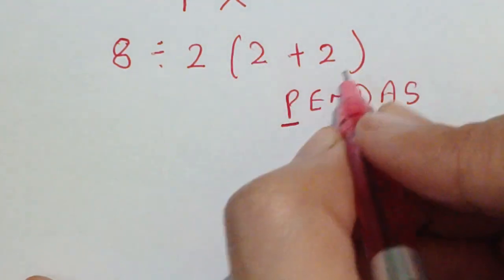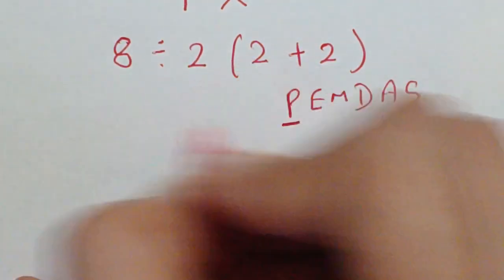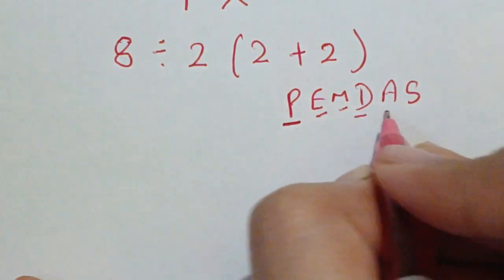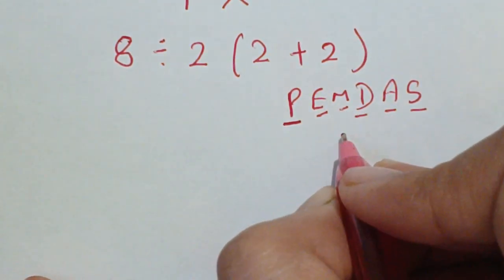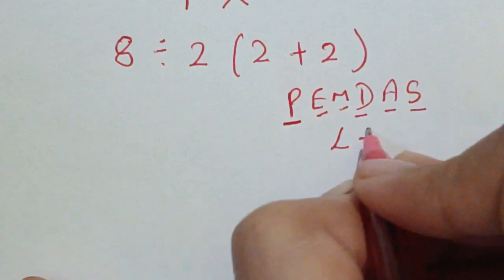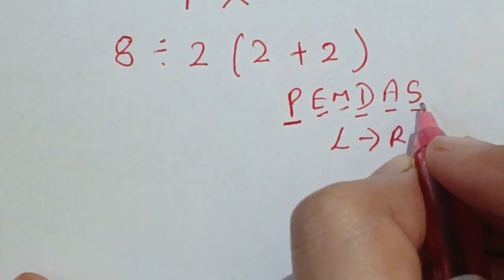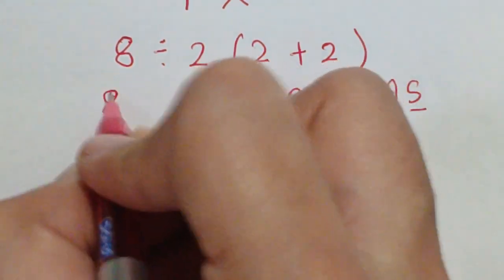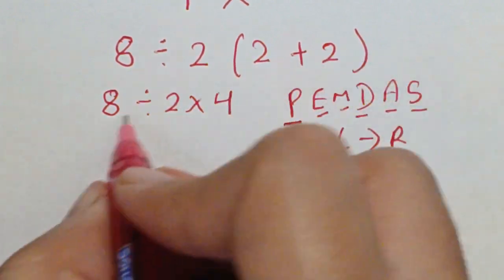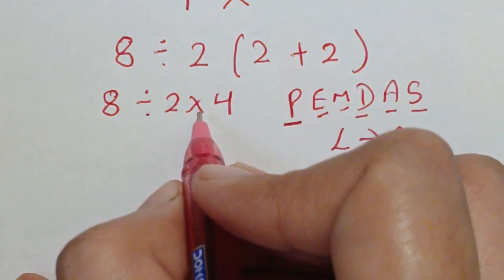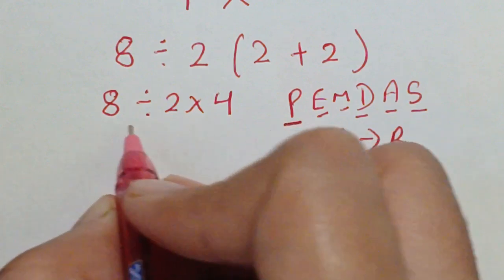So we'll first do the parenthesis part. Then exponent, then multiplication, division, addition, subtraction. Here you have to remember multiplication and division both have equal priorities, therefore go from left to right. Same for addition and subtraction. So 8 divided by 2 times 2 plus 2 is 4. Then here, as you know, division and multiplication both have equal priorities, therefore go from left to right.